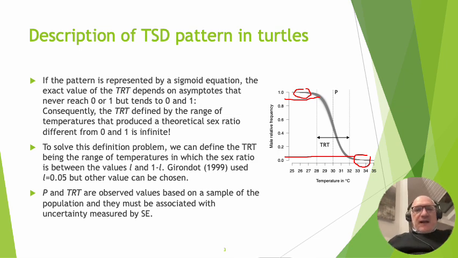The pivotal and TRT values are observed values based on a sample of the population, and then they must be associated with uncertainty measured by standard error. Note that this is uncertainty. This is not an error by itself.